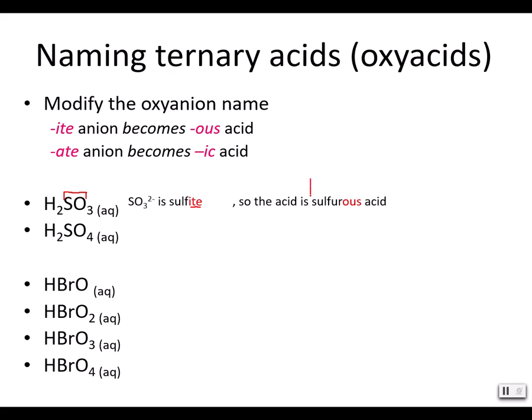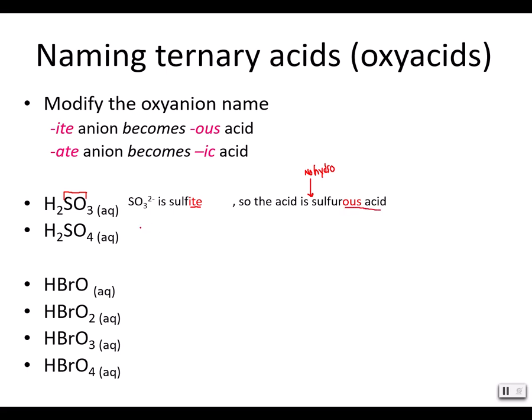You will note there's no hydro at the beginning of these acids. Hydro is used for just binary acids. There's no hydro. So species that are oxyacids that have a polyatomic that ends in "ite," the ending of that is "ous" acid.